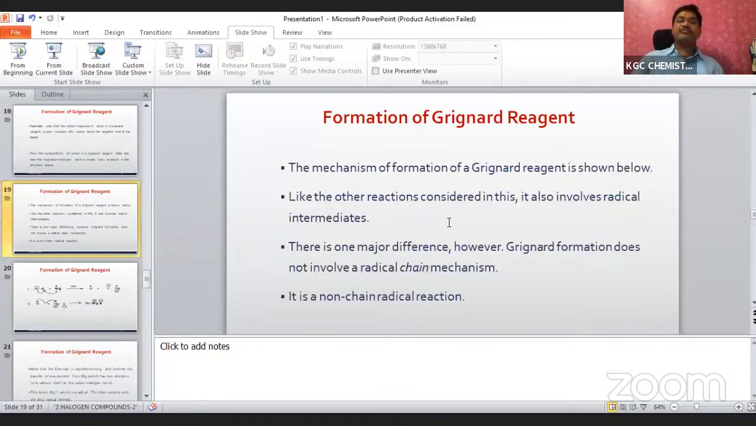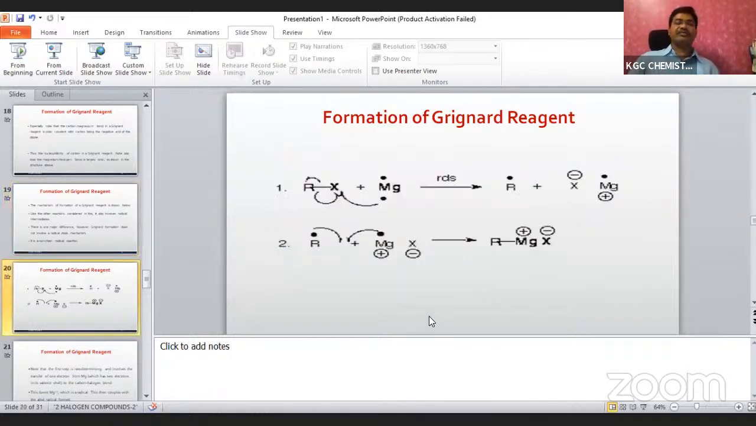The mechanism of the formation of the Grignard reagent is shown below. Like other reactions considered here, it also involves a radical intermediate. There is one major difference, however: Grignard formation does not involve a radical chain mechanism. It is a non-chain radical mechanism. Here, this is what you're going to see.